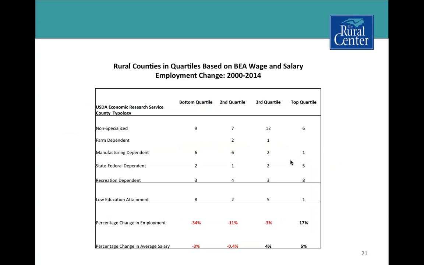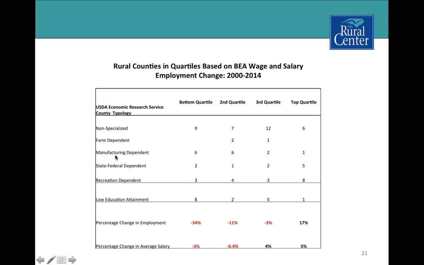So this table I want to spend a few minutes on because it tells a bit of a story. It's not 100% of the story, but it's one I think worth spending time with. What I've done is assign the U.S. Economic Research Service economic typologies, which I quickly ran through on the maps earlier, from non-specialized counties, these are counties whose employment base is diverse enough that it's not dominated by a single sector, to farm-dependent counties. In agriculture, we've only got 3 of these nationally.